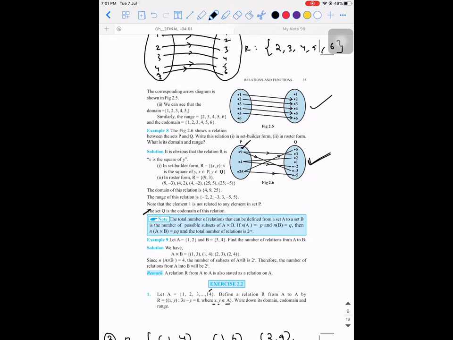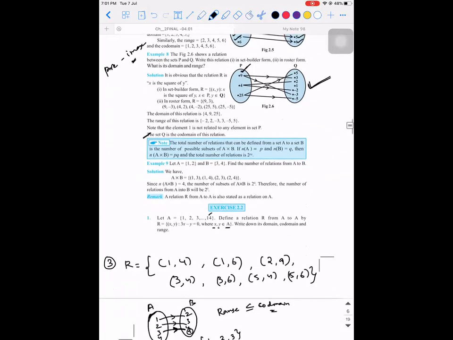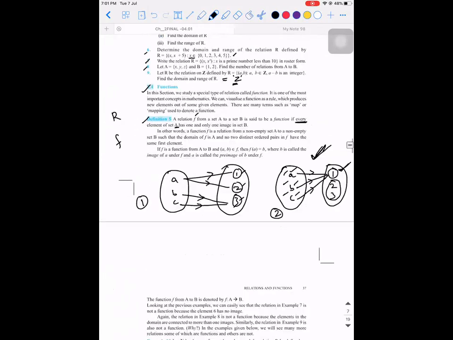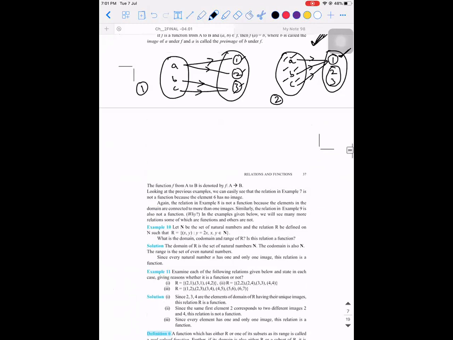Okay. The opposite of image is called pre-image. So image is output, pre-image is input. So I can say 1 is a pre-image of 2, 2 is a pre-image of 3, 3 is a pre-image of 4, 4 is a pre-image of 5, 5 is a pre-image of 6. Did you understand this? Are you guys able to understand this? Yes, sir. So generally it is written like this.